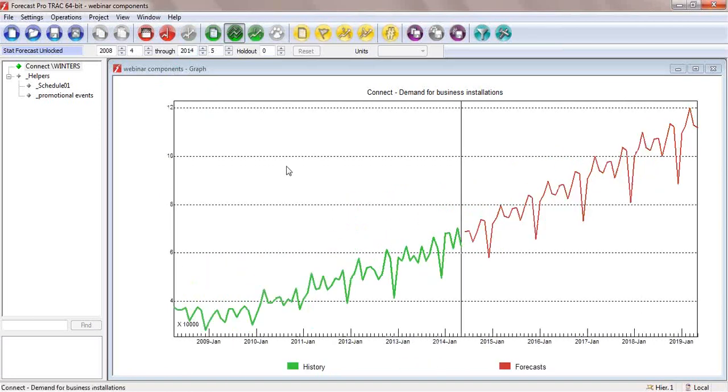Okay, and here it is. So now I've forecasted out the next 5 years using a component-based approach. Now I think I have an issue. Do I really think that linear trend is just going to continue for the next 5 years? That's pretty aggressive.